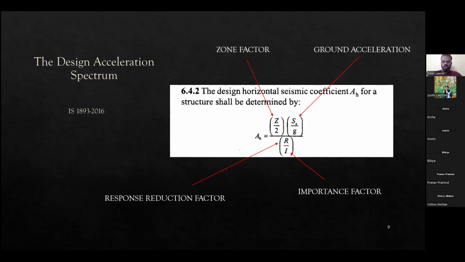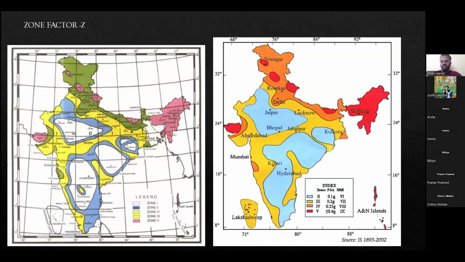So let's go through these factors one by one. Zone factor is the factor that is determined by the location of your building. I'm sure that you all were alive when the Bhuj earthquake happened in 2001, I think. When that earthquake struck and many structures were critically damaged in Gujarat, many lives were lost. The Indian government and the Structural Engineers Association realized that some revisions were necessary because until then, India had never faced any earthquake that caused so much structural damage.